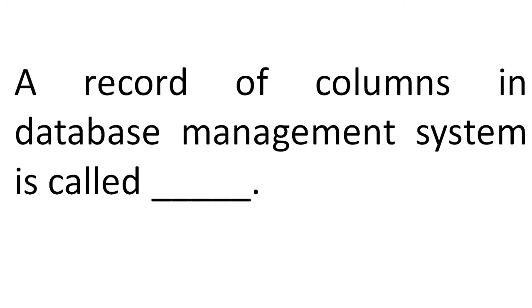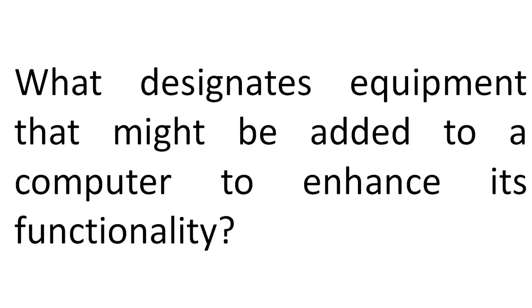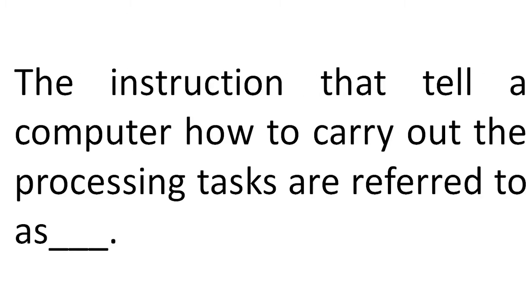A record of columns in a database management system is called a dash. The correct answer: field. Next question: what designates equipment that might be added to a computer to enhance its functionality? Correct answer: peripheral device. The instructions that tell a computer how to carry out the processing task are referred to as dash. The correct answer: computer programs.